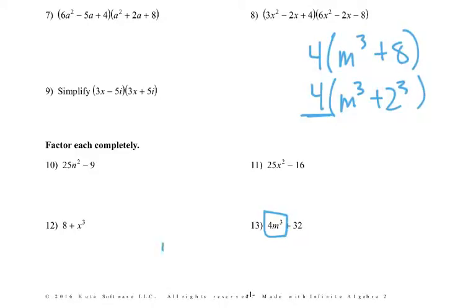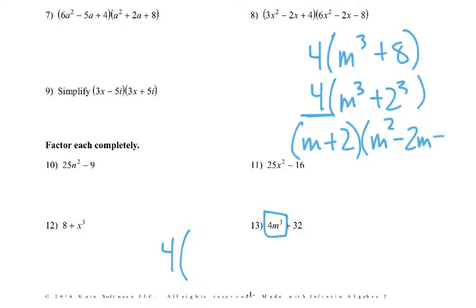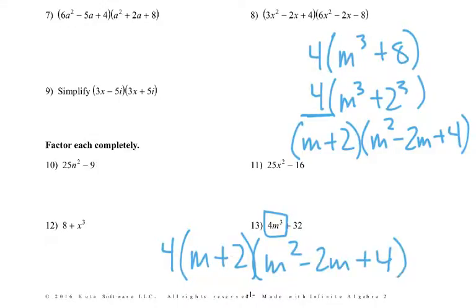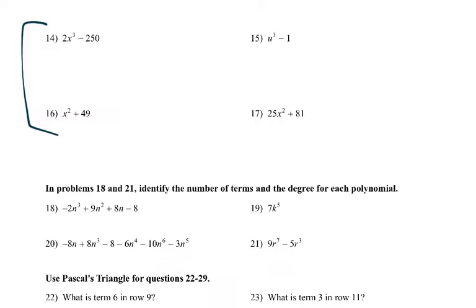So that 4 kind of stays out. Then I go a plus b, so m plus 2 times m squared minus 2m, because a times b, plus b squared, which would be 2 squared, or 4. So it would be 4 times m plus 2 times m squared minus 2m plus 4. Okay? Sometimes you do have to take that out to simplify it.